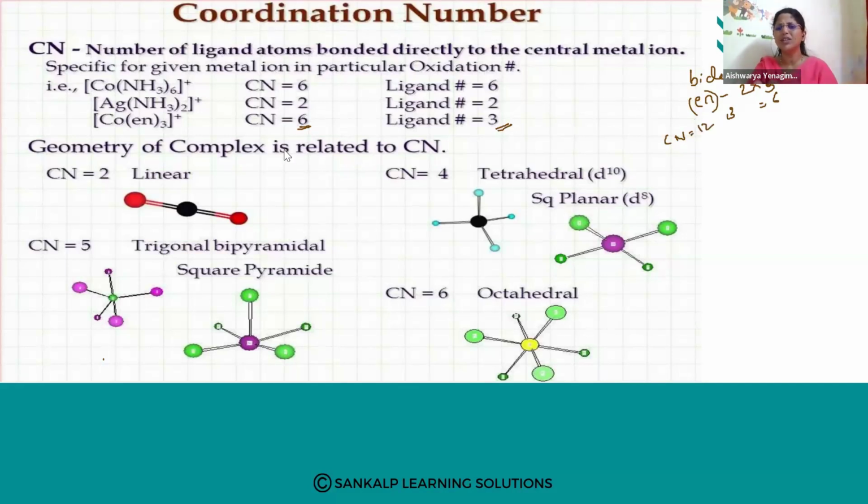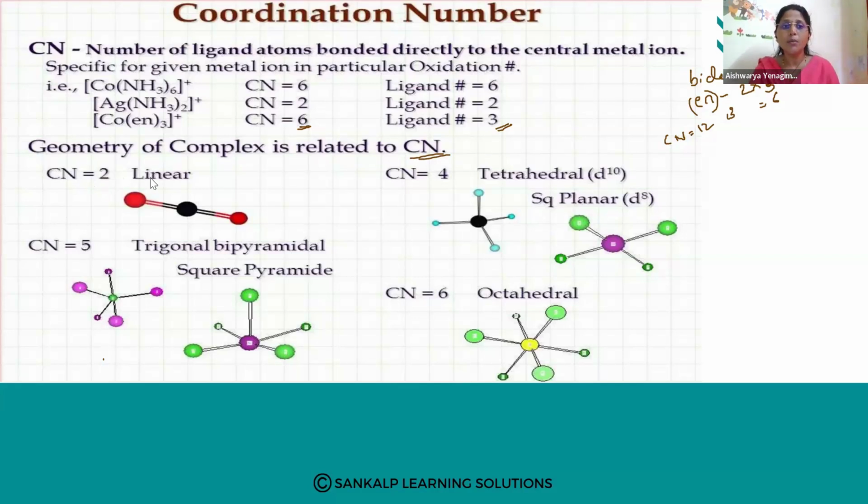Geometry of the complexes, let me just brief out here. Again, we'll be studying in detail. Geometry of the complex is related to what? It is related to the coordination number. If the coordination number is 2, simple agi artha madkolli. Idu artha aitantare next complex things can be understood very easily.